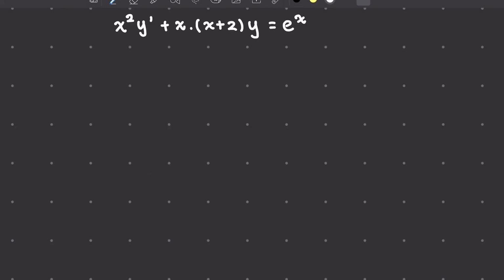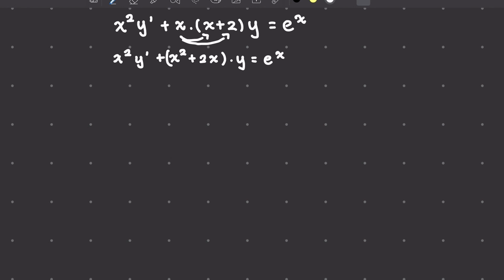Hi everyone, we're back with our third example for first order linear differential equation. So let's get into the problem. We have here x squared times y prime plus x times (x plus 2) times y equals e to the power of x. So first, what I like to do is distribute this thing inside here first, and you'll see why I do it. So it will be (x squared plus x) y prime plus, don't forget the brackets here, (x squared plus 2x) times y equals e to the x.